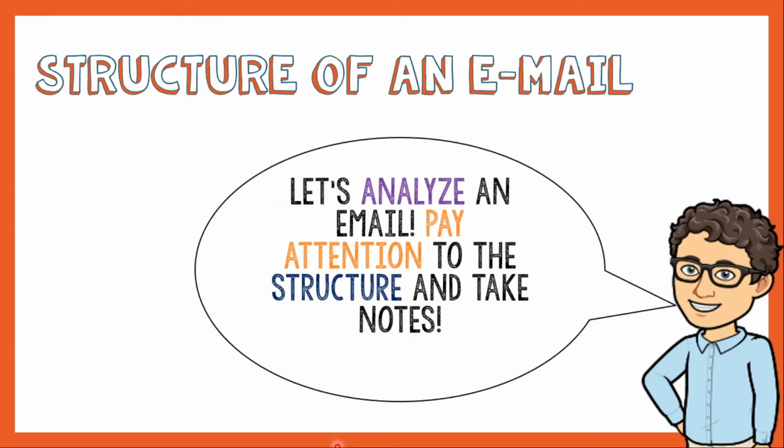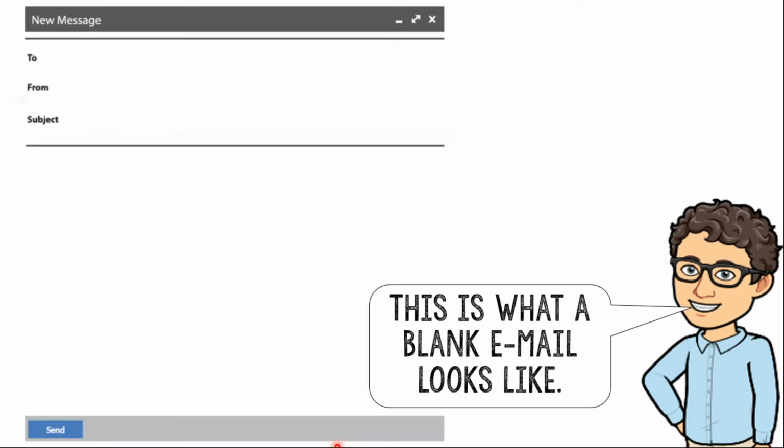Let's look at the structure of an email. Let's analyze an email. Pay attention to the structure and take notes. So this is a blank email. This is what a blank email looks like. We have a new message right there. We have an exit button, minimize button, to, from, subject, and send. You probably know that because you have sent me emails before.